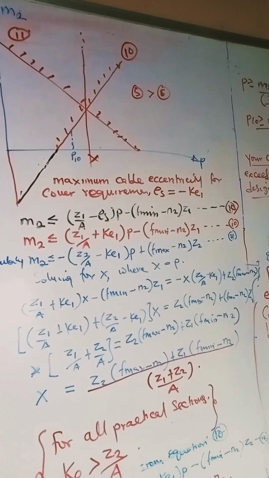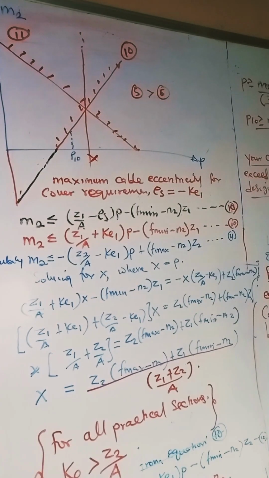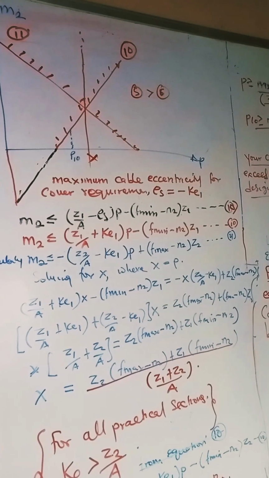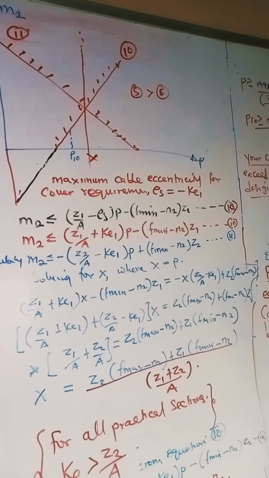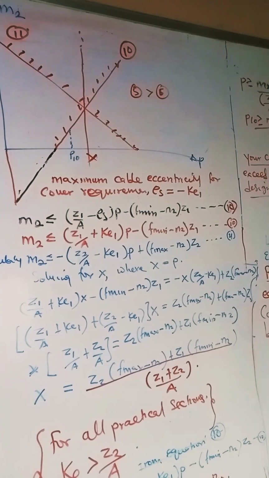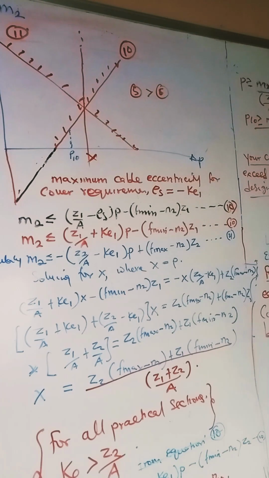All right, so having looked at the solution to the graph, let's call the solution x, the maximum cable eccentricity for cover requirements. Our eccentricity, let's assume it to be negative Ke1. Ke1 is our cable eccentricity with respect to fiber number 1, which is a zone where we have maximum positive moment.